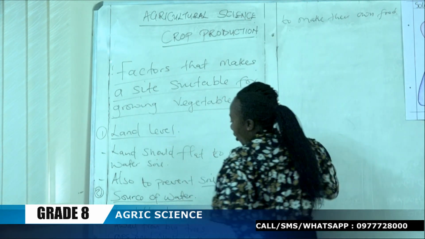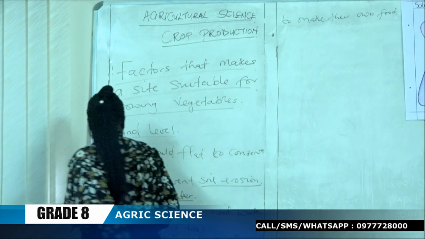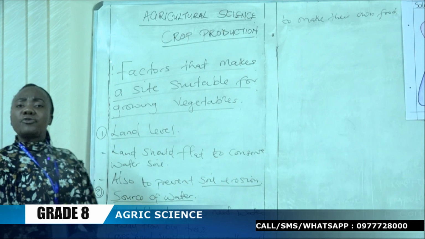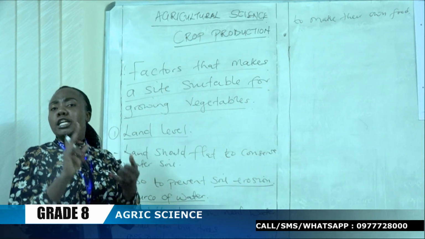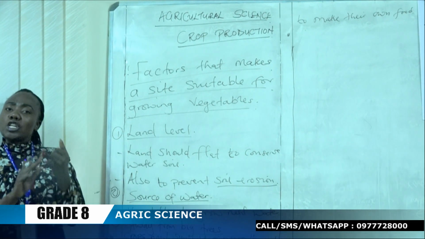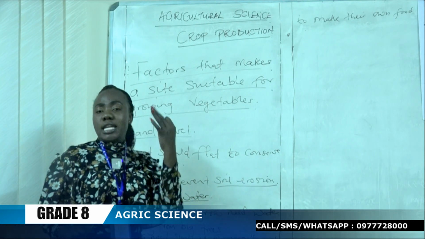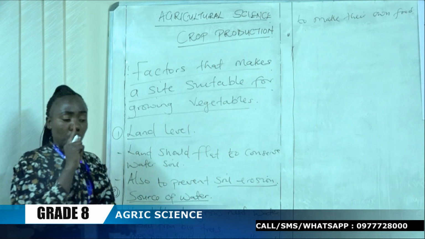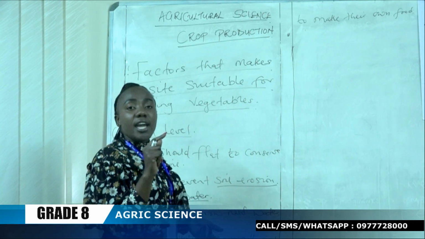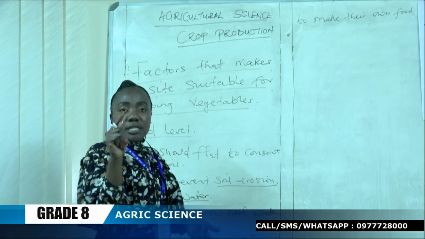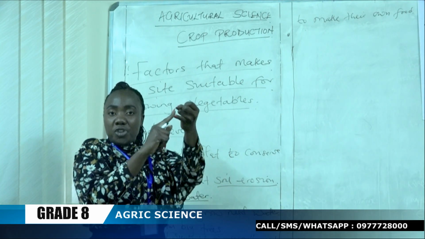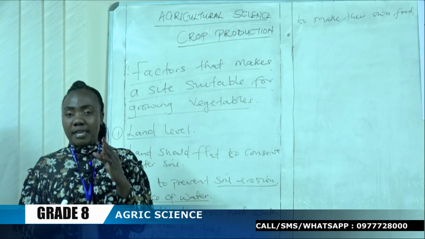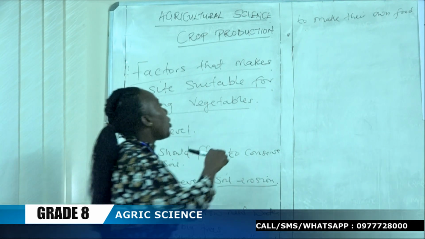Another point that falls under away from big trees: we know that trees, for them to grow, also need water, nutrients, and space. So the reason why we're not going to grow crops where trees are is to avoid trees and crops fighting for nutrients, water, and space. Are we together?